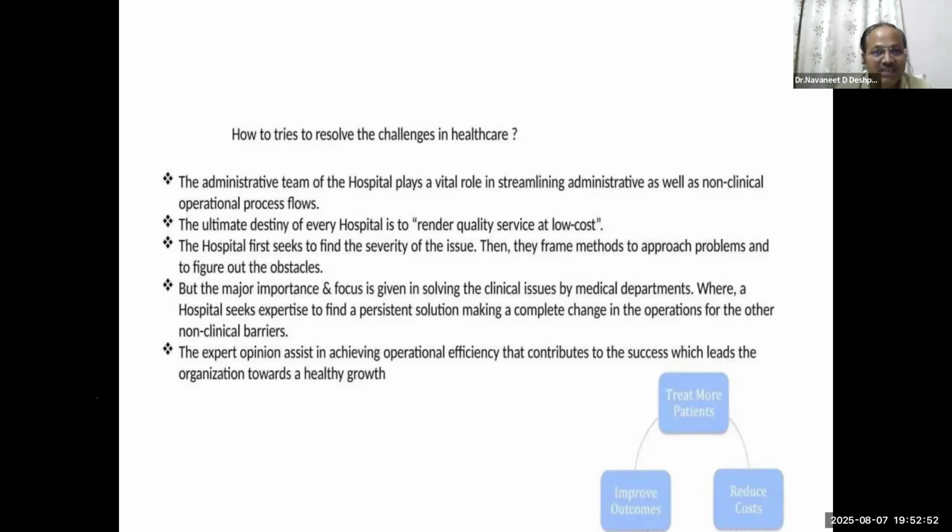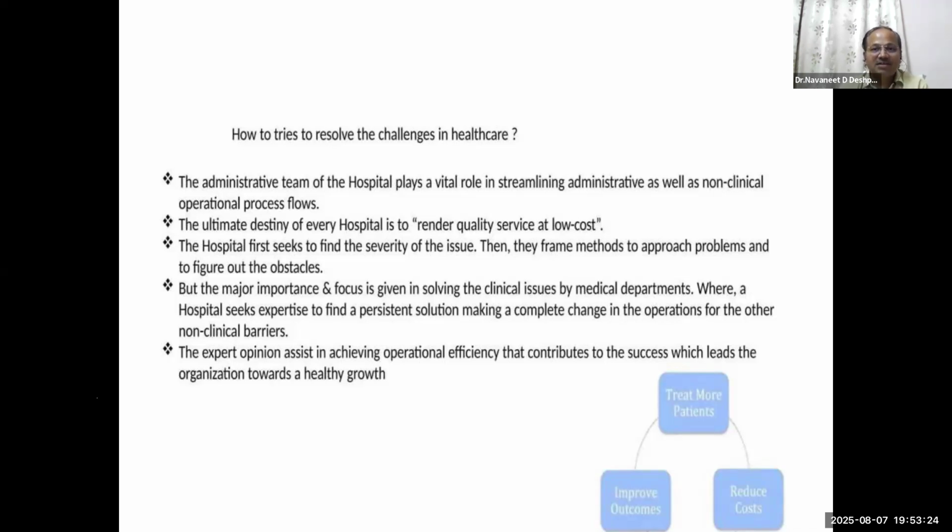The hospital first seeks to find the severity of the issue. Okay, then they frame the methods to approach the problem. Sometimes they are referring to another doctor. Then they may have to shift the patient to another hospital just for one or two tests. If the hospital does not have, let us say, an MRI scan, or it doesn't have an X-ray, then the same patient is referred. Then it requires an ambulance. Either the ambulance has to be their own or it has to be hired from someone else. But the major importance or focus is given to solving the clinical issues by medical departments.